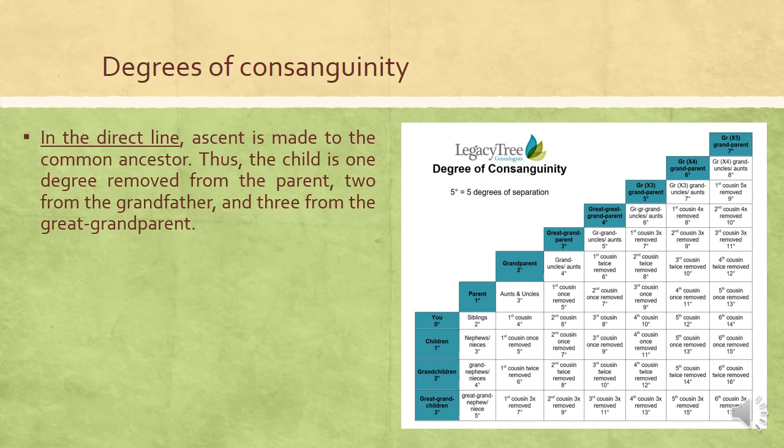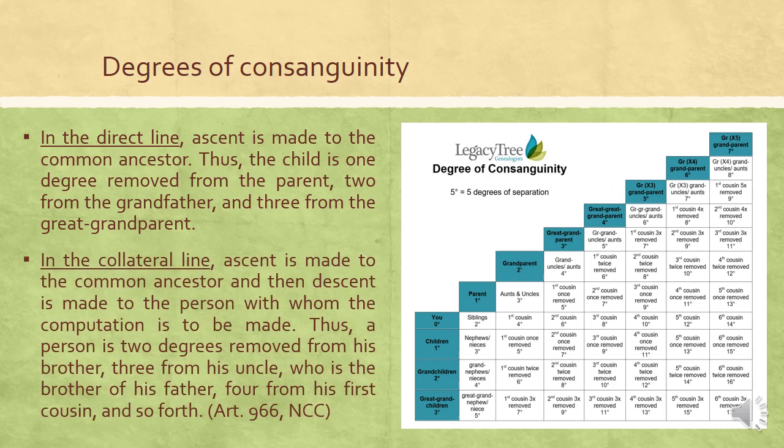What about in the collateral line? In the collateral line, ascent is made to the common ancestor, and then descent is made to the person with whom the computation is to be made. Thus, a person is 2 degrees removed from his brother, 3 from his uncle, who is the brother of his father, 4 from his first cousin, and so on and so forth.